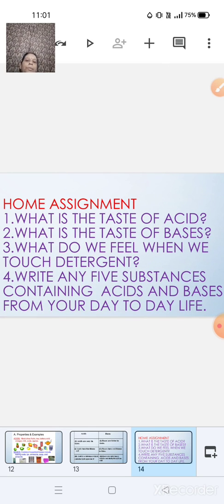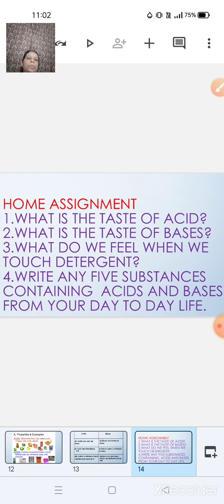So children, since this was just an introduction to the chapter, here is a small home assignment. What is the taste of an acid? What is the taste of a base? What do you feel when you touch a detergent? And the last question, write any 5 substances which contain acids and bases from your day-to-day life.